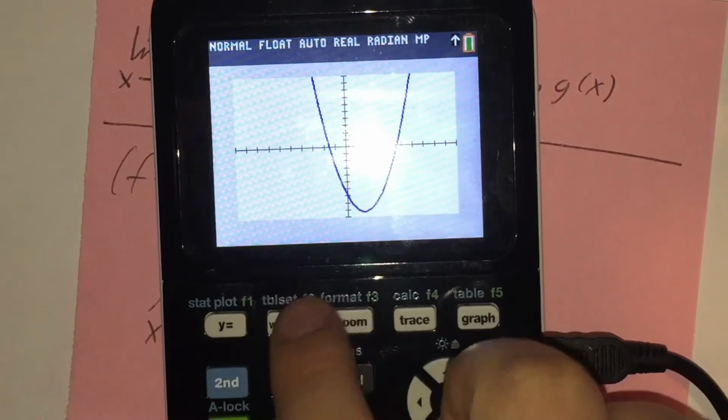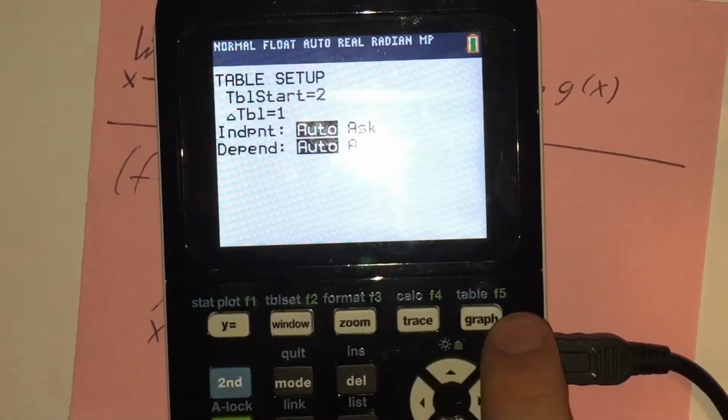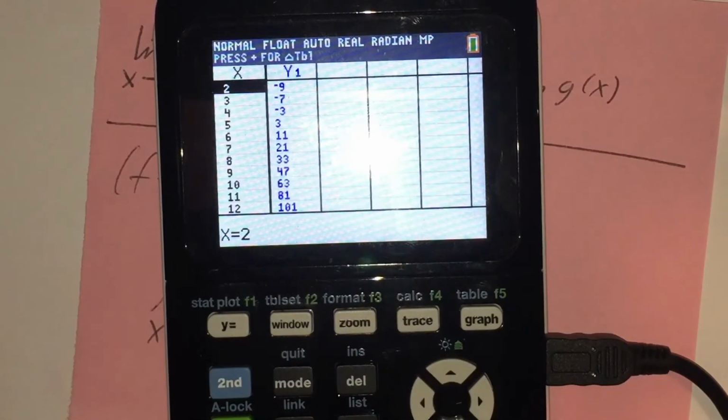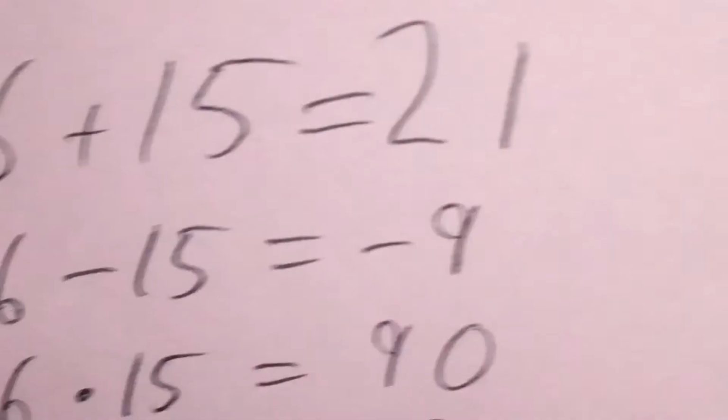And then we're going to hit second window, second graph. And what do you know? The limit is negative 9. What do you get when you subtract 15 from 6? Negative 9. Would you look at that?